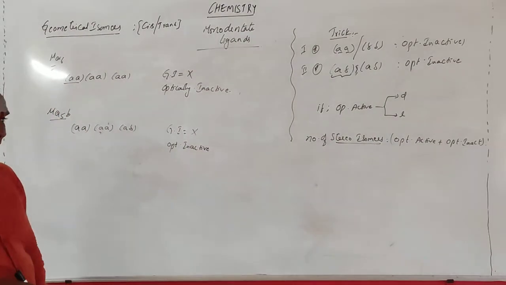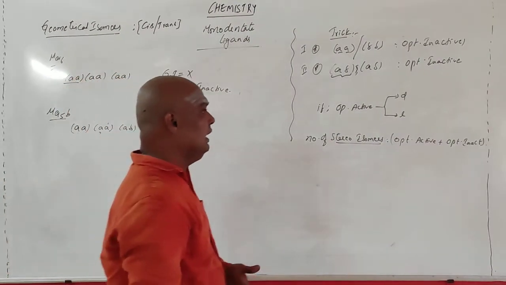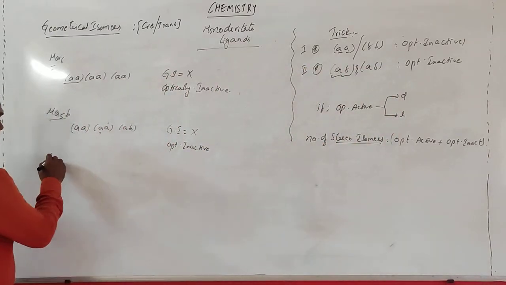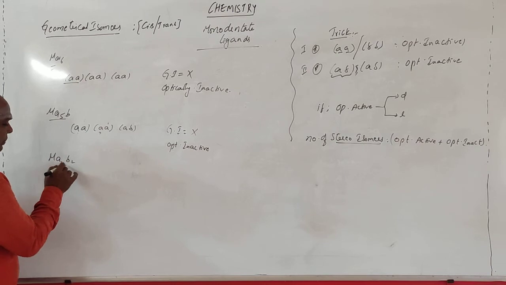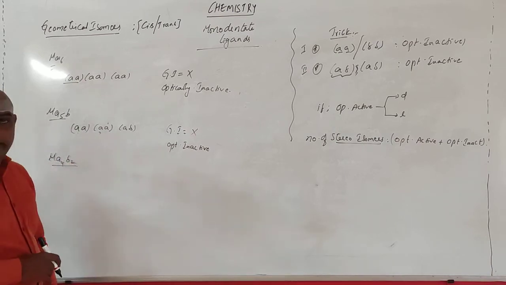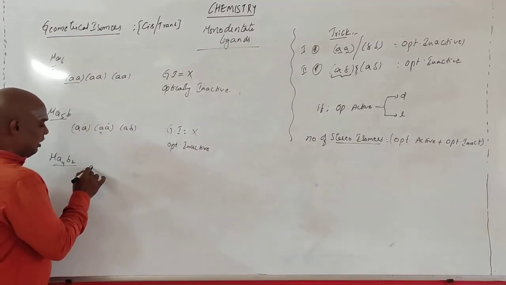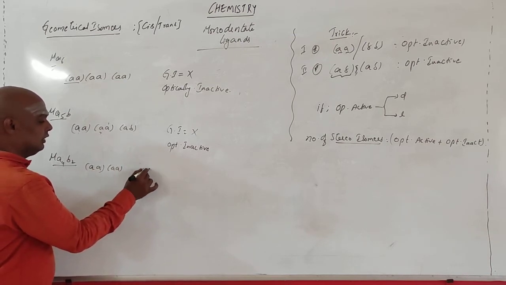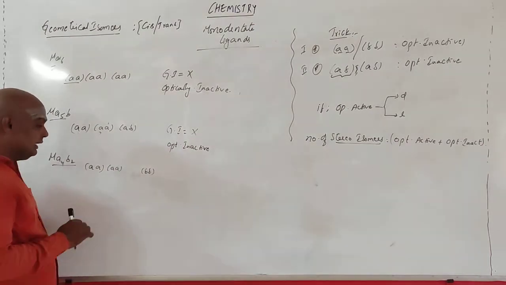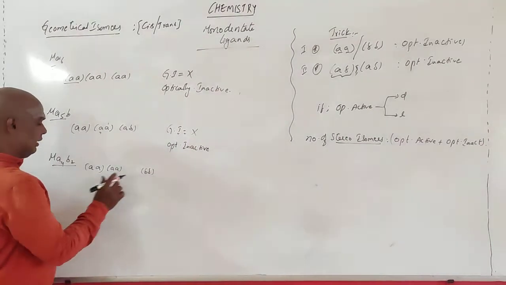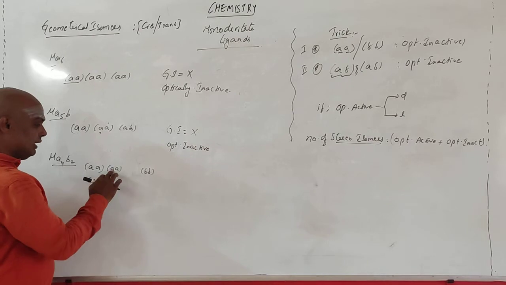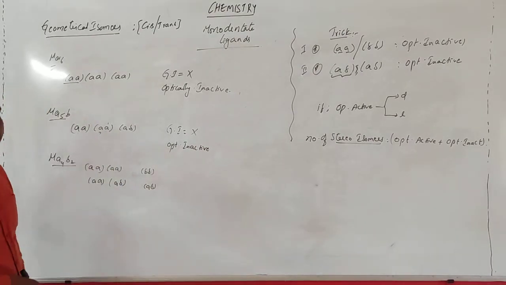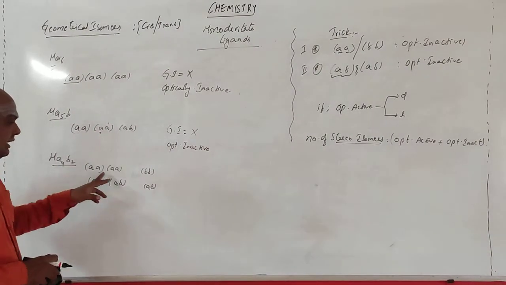Optically inactive complex. Right. Next, let us take one more condition like MA4B2. So MA4B2 combination of AA, BB. One set. Now again, so this one will be this one. AA is the same. AB. Okay. See, this set is different.